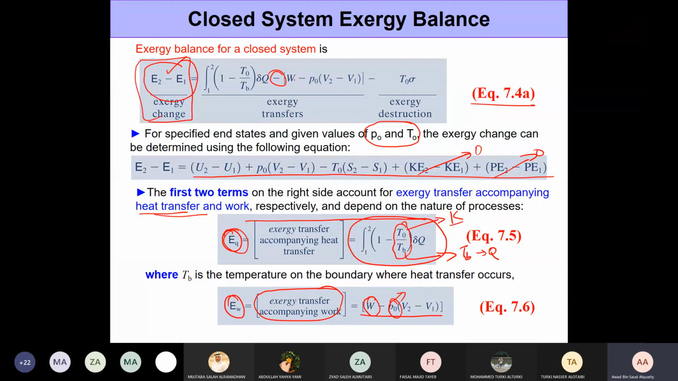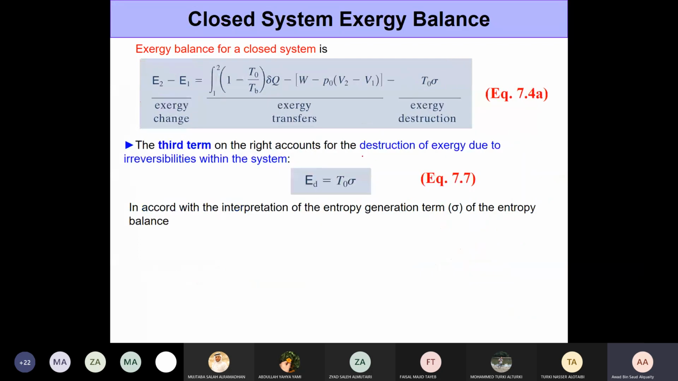So heat would add exergy, work would reduce exergy a bit, and then we have the last term, which is exergy destruction. The question is how is it happening, and why is exergy being destroyed? I'm going to answer both of those questions, but exergy destruction is among the most important terms in this whole chapter. Okay, it is.